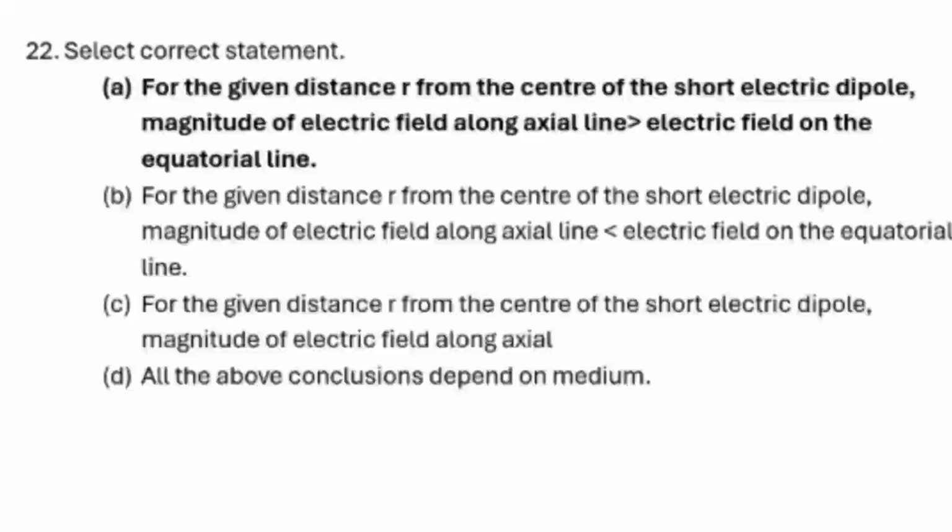Here the correct answer is option A. For the given distance r from the center of the short electric dipole, magnitude of electric field along axial line is greater than electric field on the equatorial line.